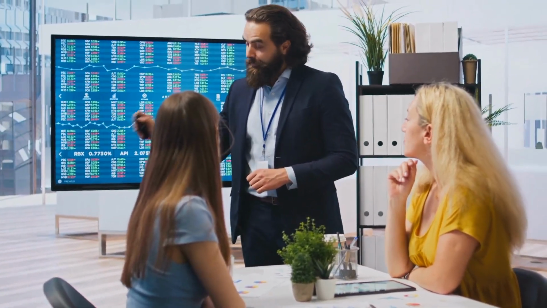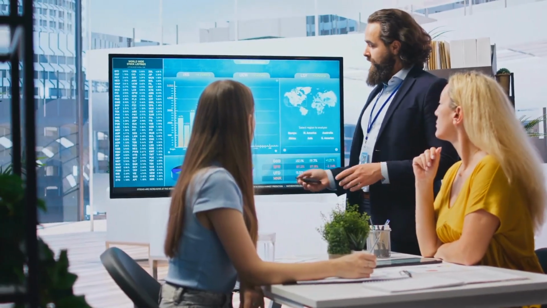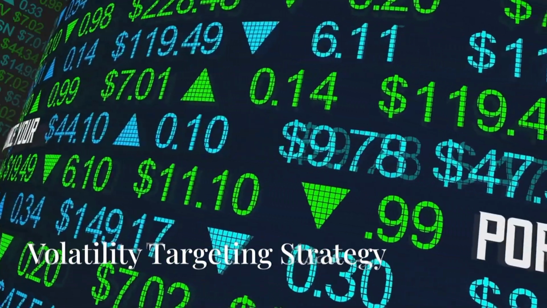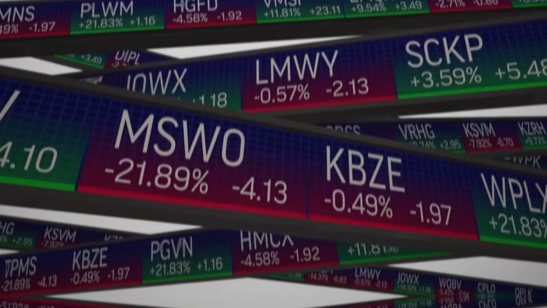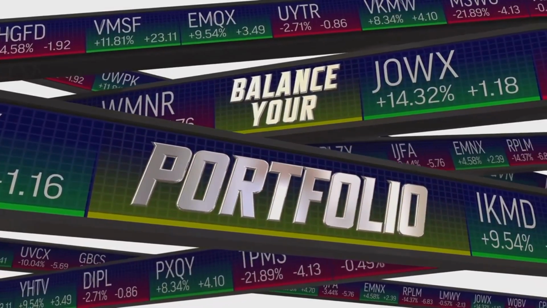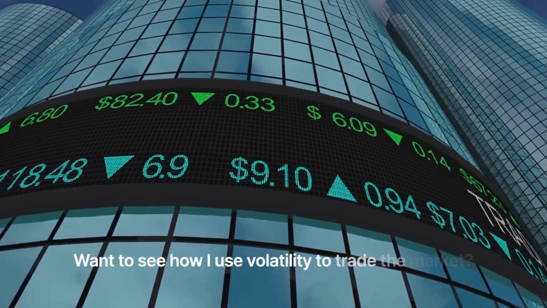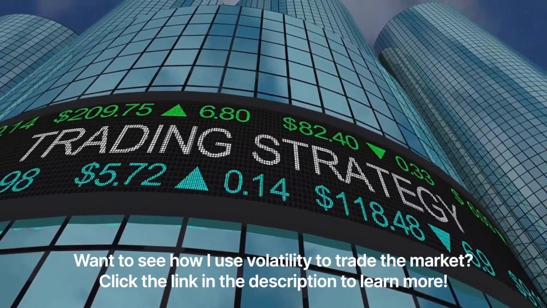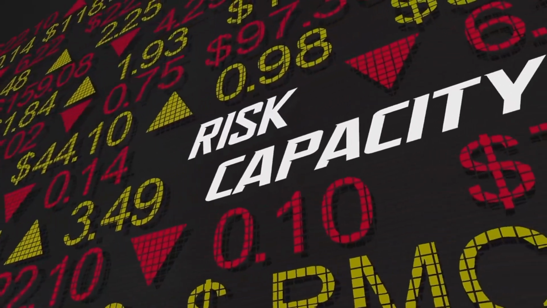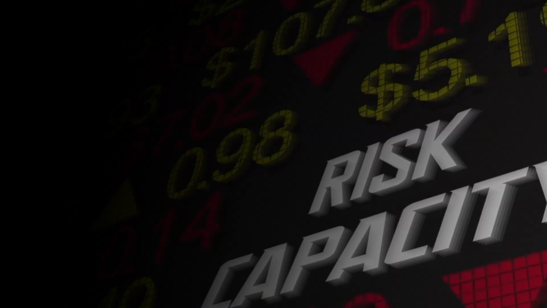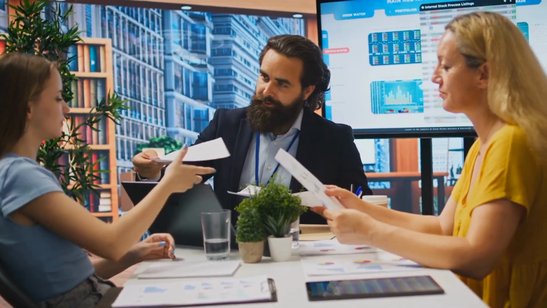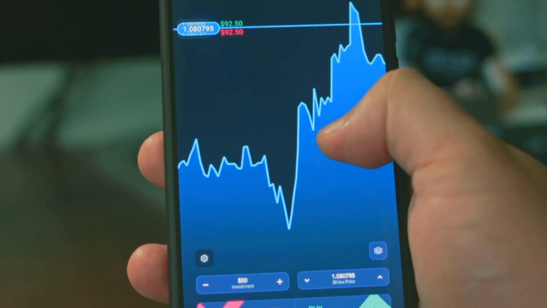But how do we actually do that? I mean, how do we translate this knowledge of volatility clustering into real-world investment decisions? There's a strategy called volatility targeting. It's all about adjusting your portfolio based on how wild or calm the market is feeling. I'm intrigued. Walk us through how volatility targeting actually works. The first and probably most important step is to figure out your own risk tolerance. You know, your own comfort zone with market ups and downs. Gotcha. It's about knowing yourself as an investor. Exactly. It's a very personal thing.